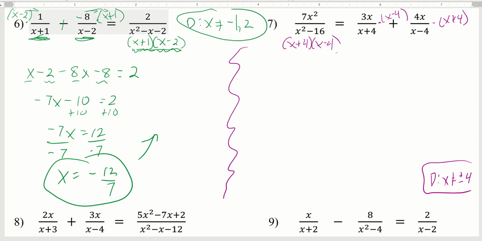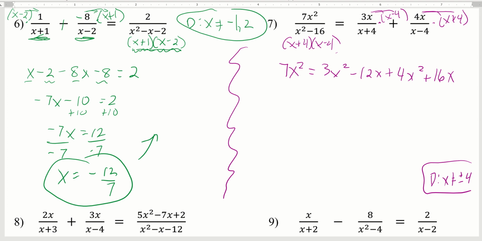Cool. So now we have common denominators, so we can drop them. On the left-hand side, we didn't do anything to that 7x squared, so we can keep that value. Now here I need to distribute in that 3x. So I get 3x squared minus 12x. And then the last one I need to distribute in the 4x. So I get plus 4x squared plus 16x.